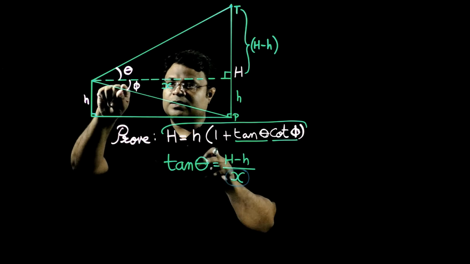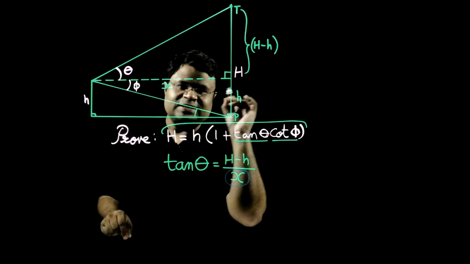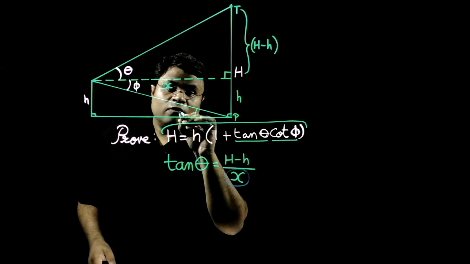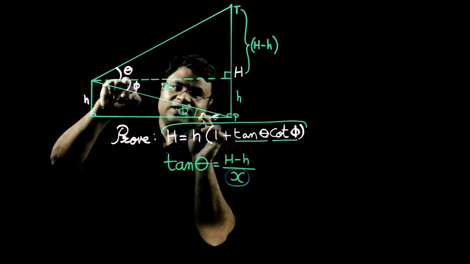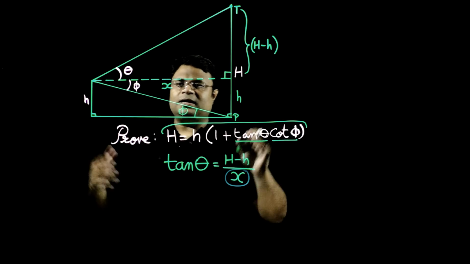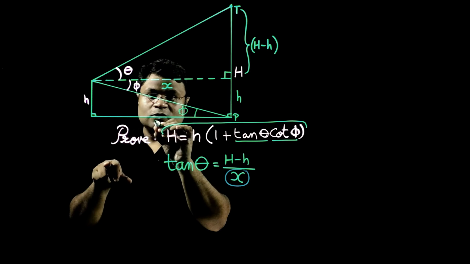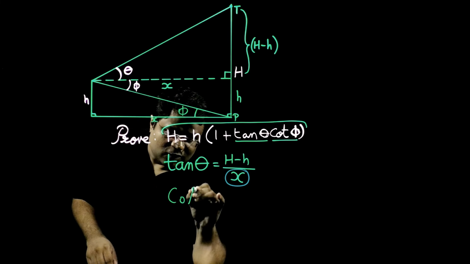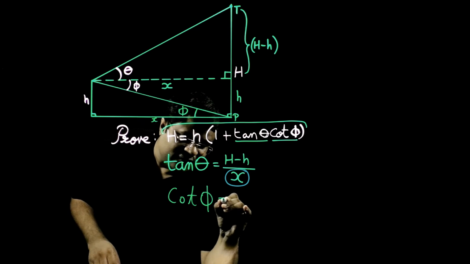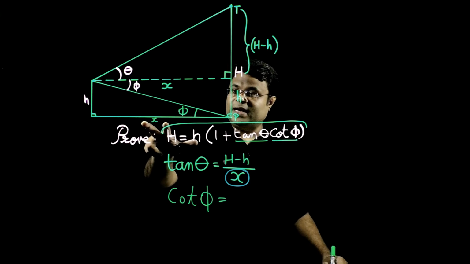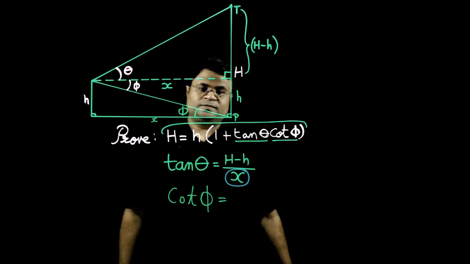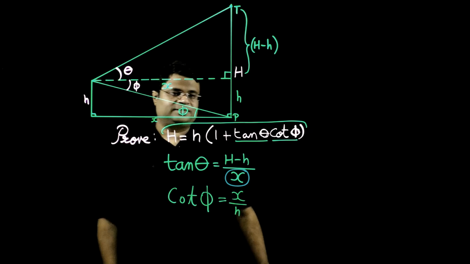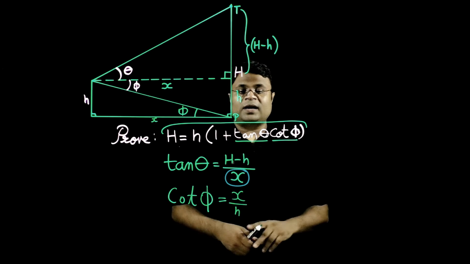Coming back, this is phi. What will be this angle? Phi only, because they are alternate angles. It's a rectangle, so this side will also be x. So what will be cot phi? Now mind you, this is not tan phi but cot phi. So cot is base upon perpendicular, x upon h.